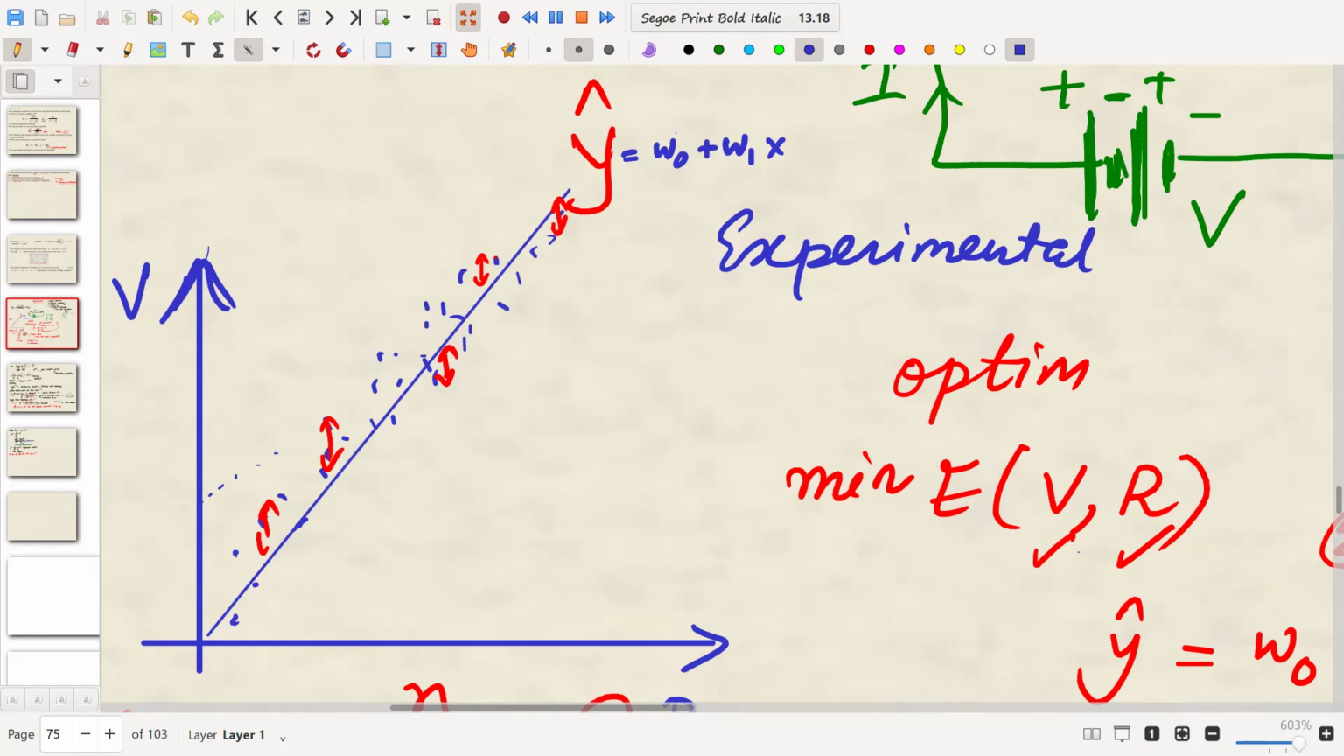So we have to compute all these distances. If we minimize the distance, then we are trying to get the regression line to be very close to the set of data.